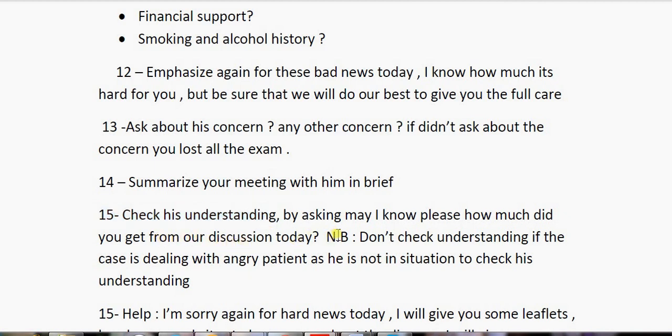Of course, in dealing with the angry patient, don't check understanding. If the patient is angry in some cases of communication, don't check understanding, because the patient is not in a good situation to have his understanding checked.